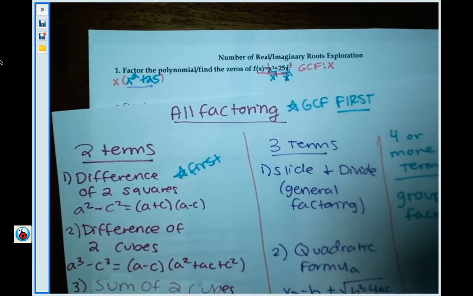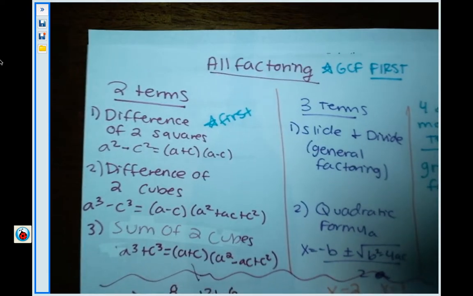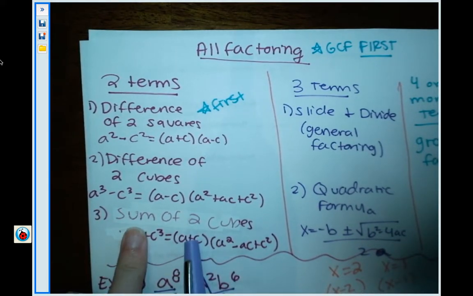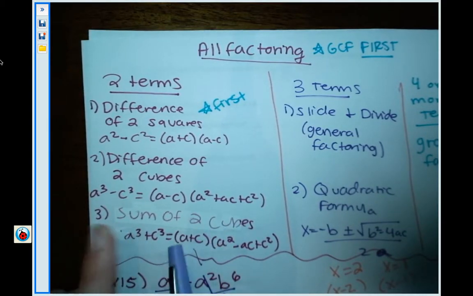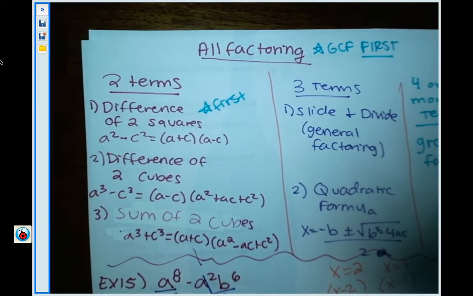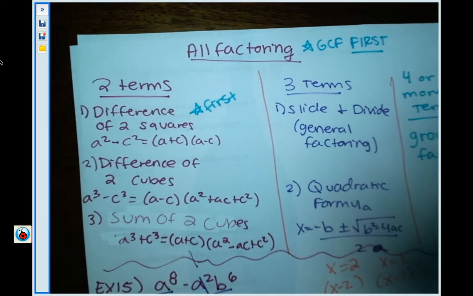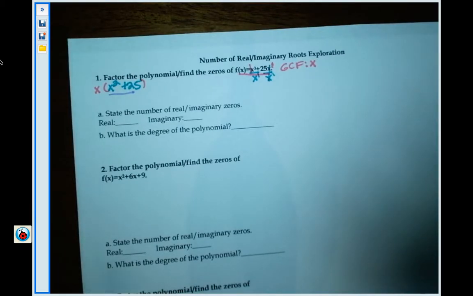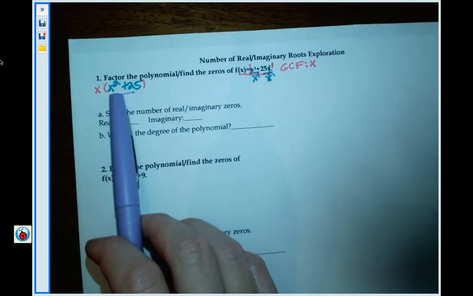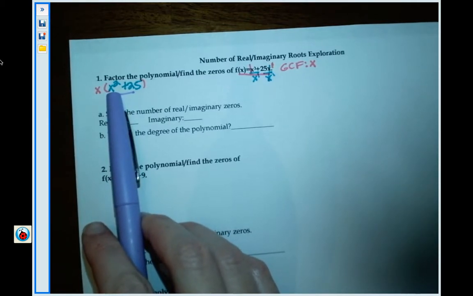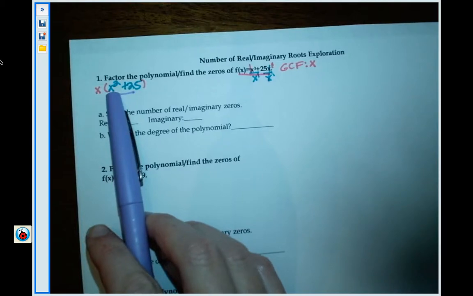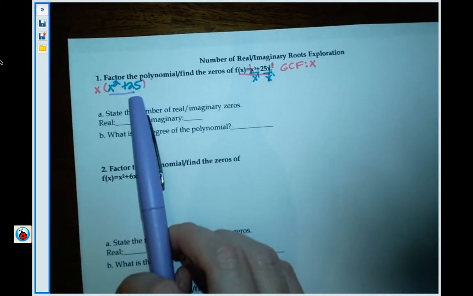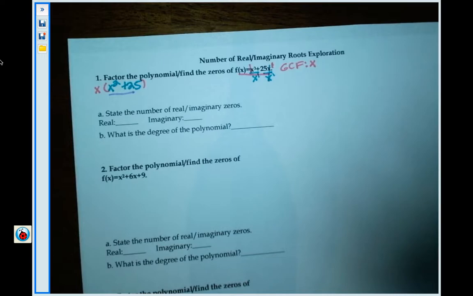I got an x squared plus 25. So I'm looking for a sum, and the only sum I have is a sum of two cubes. That means I need two perfect cubes added together to use this technique. So I have to be able to cube root each of these. Let's see what happens. I got an x squared, which I can't cube root, because there aren't three of the same number that I can multiply together to get x squared. And same with 25. The only thing that goes into 25 is 5 and 5.